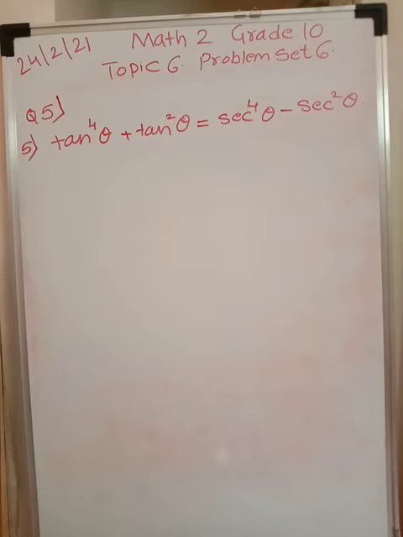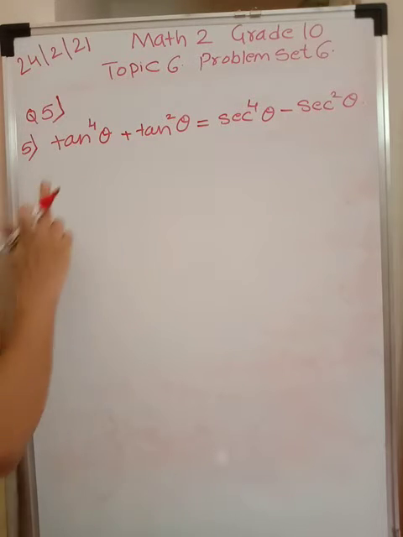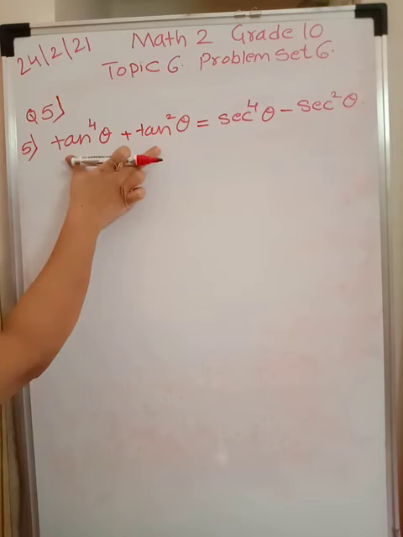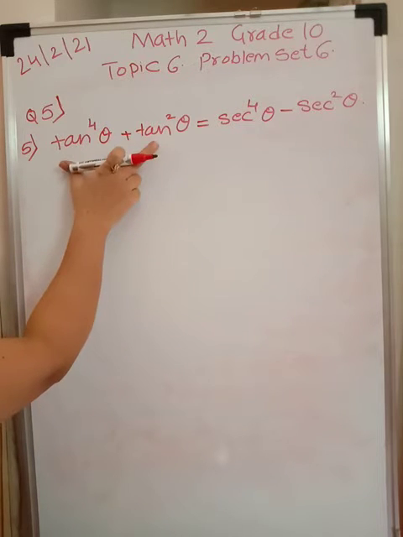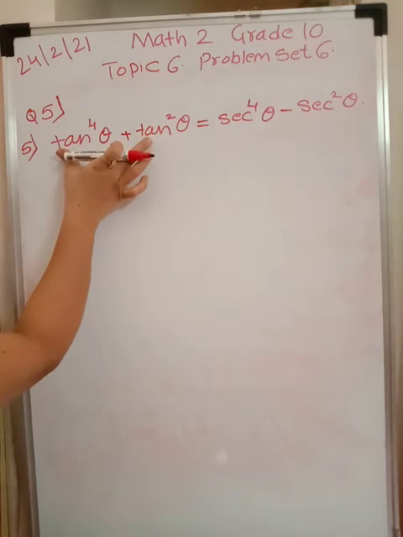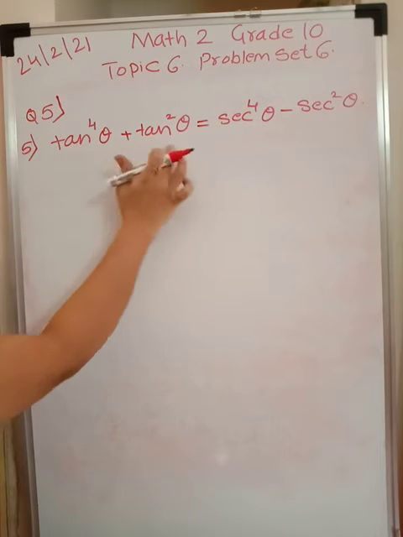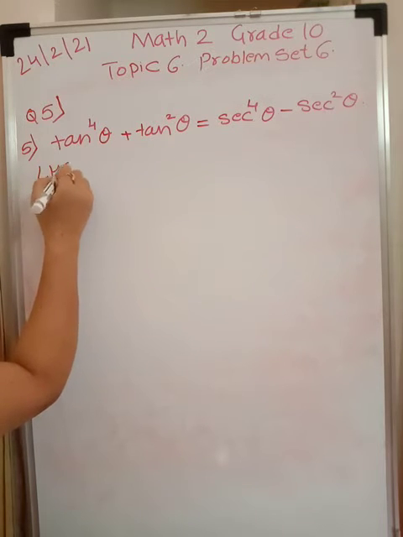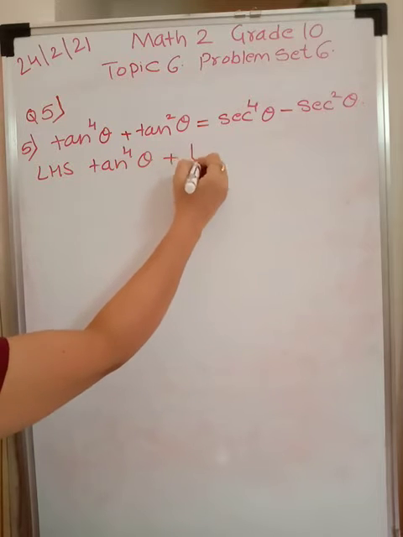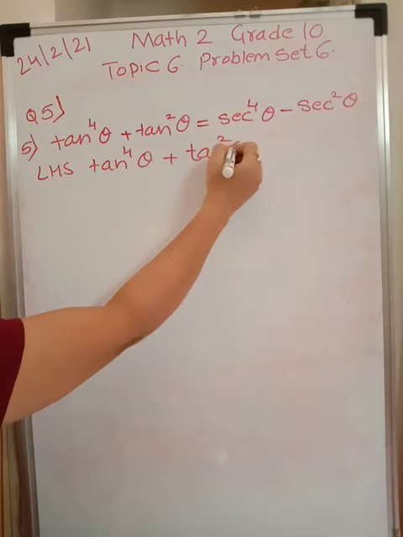Now look at the fifth question from question 5. Tan raised to 4 theta plus tan square theta. This is your left hand side, LHS. We have to prove that this is equal to sec raised to 4 theta minus sec square theta. So first consider only LHS. In your left hand side, LHS, you have tan raised to 4 theta plus tan square theta.